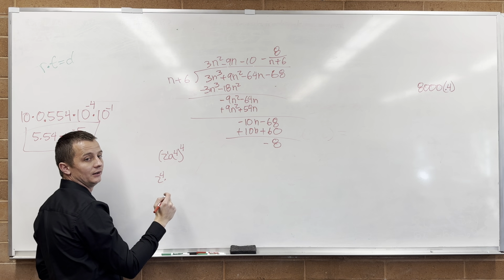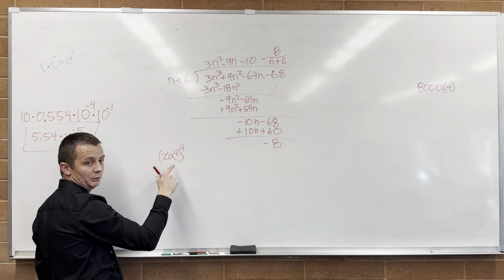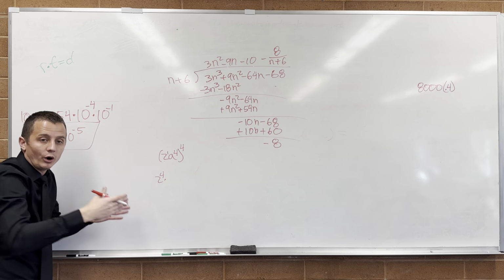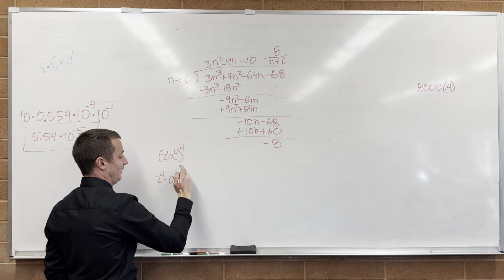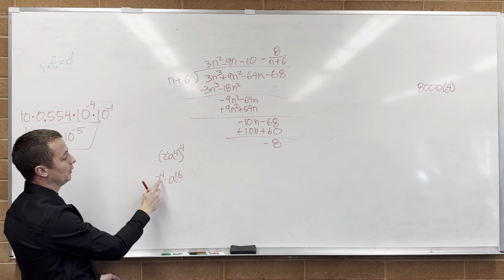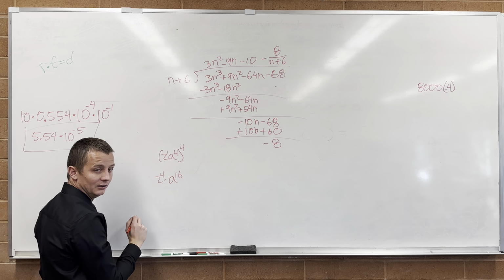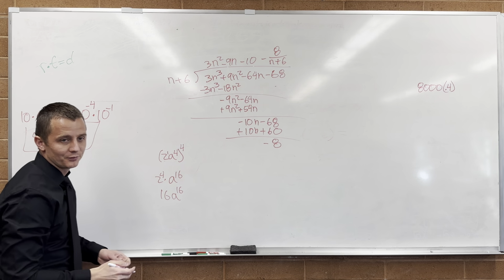How many a's do we have when it's all said and done? Yeah, 4 times 4. We have 4 groups of 4 a's, so a to the 16. Now finally, what is 2 to the 4? 16. So this is 16a to the 16. All right.